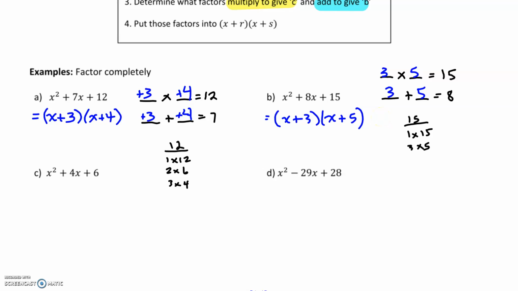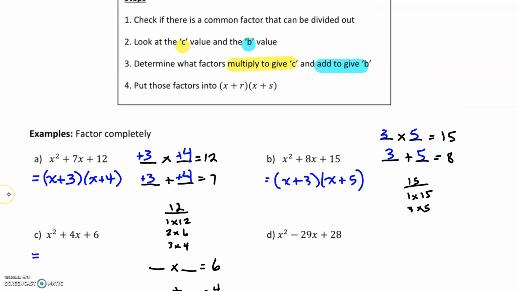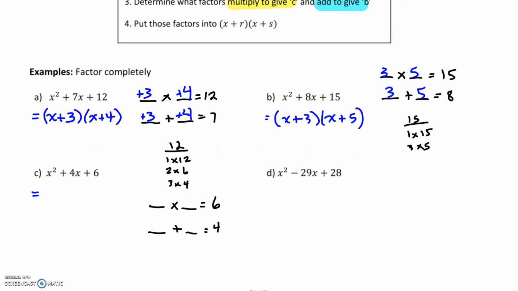All right, let's try the next one. Now, if you're starting to get the hang of this, at any time you could pause the video and see if you can do it on your own. Okay, you're going to think what times what equals 6, the c value, and what plus what equals 4. And actually, I think it might be a good idea to write just on the side here: what times what equals c, and what plus what equals b. There we go. And then we have that little reminder to go back to.